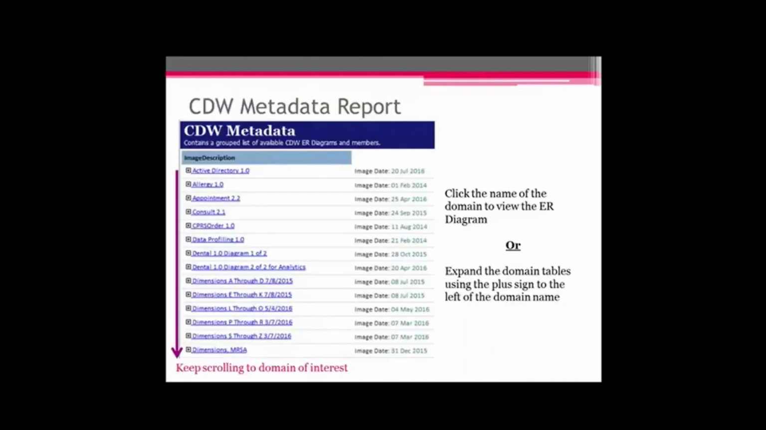So pretending now that I clicked to launch the metadata report, it will bring you into the metadata report page, as you see pictured here on the slide. All of the domains are up to date here for the latest list of production domains in the warehouse, and you'll be able to scroll in alphabetical order to find the one of interest to you.